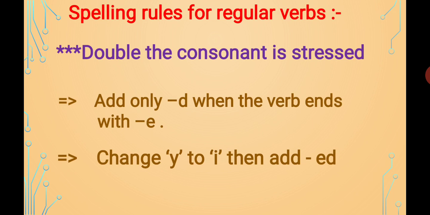What is the spelling of worry? Worry. So if we want to make it a past form verb, then we remove Y and add I in the place of Y. So what will be the spelling? W-O-R-R-I, and then add ED. So what will be the spelling of the past form verb of worry? Worried.